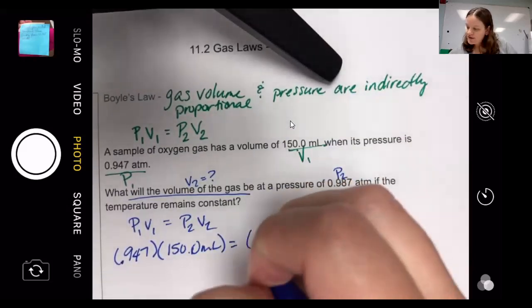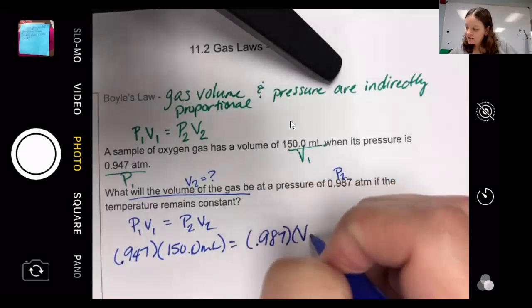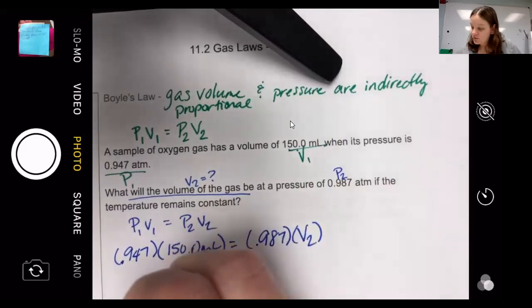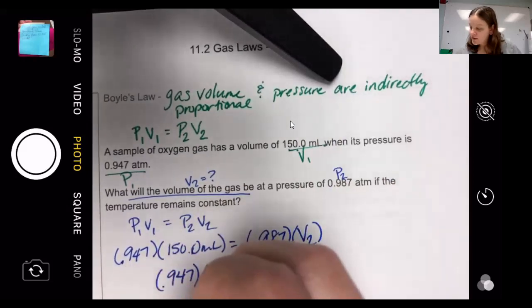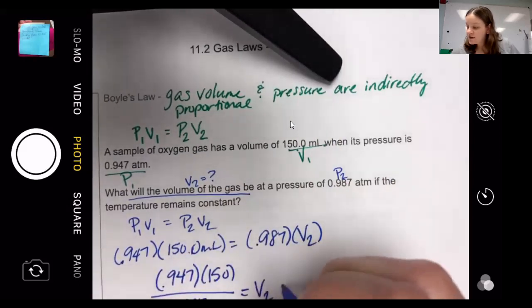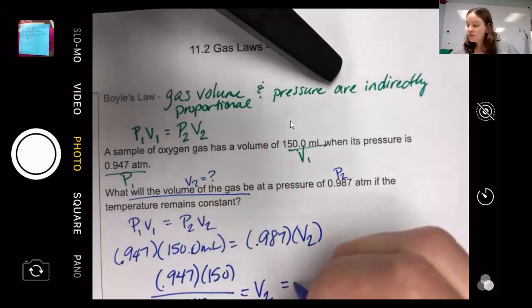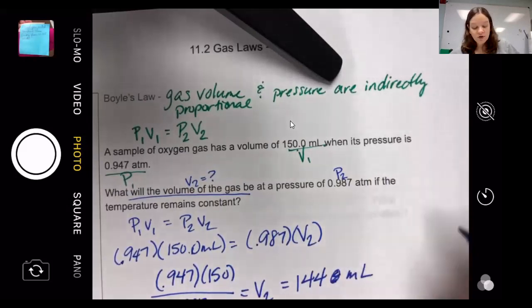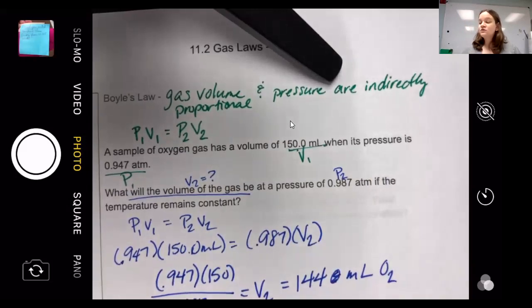So this is equal to 0.987 times V2. I would multiply 0.947 times 150, and then rearranging this, I'm going to divide that answer by the 0.987. So if you were to write this out, you'd do 0.947 times the 150 and divide that by 0.987 to find V2. When you do that, you would find that the new volume of oxygen is 144 milliliters. So you'd write your answer out as 144 milliliters of O2.